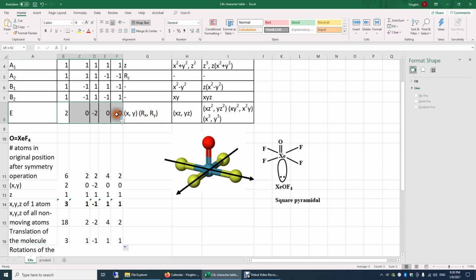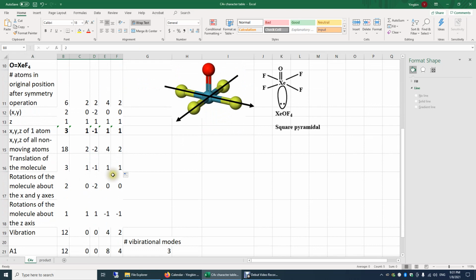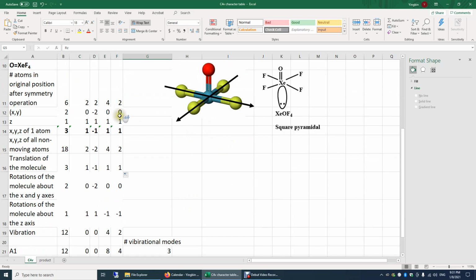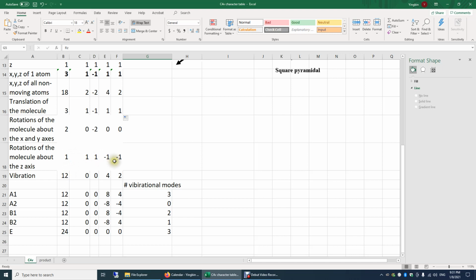So I copy this row here: 2, 0, negative 2, 0, 0. So they are here. And then what about the rotation about the z-axis? R sub z: 1, 1, 1, negative 1, negative 1. All right, so we have the translation of the molecule, and we have the rotations of the molecule.